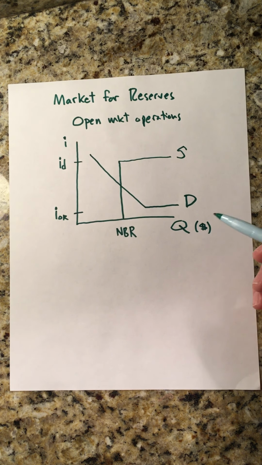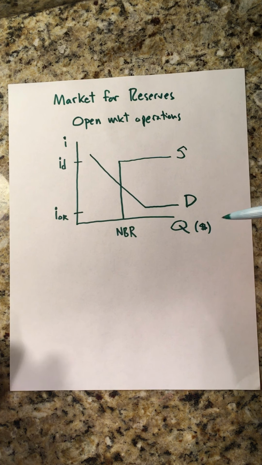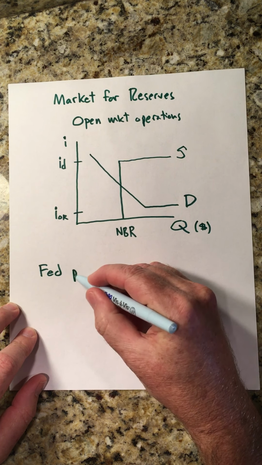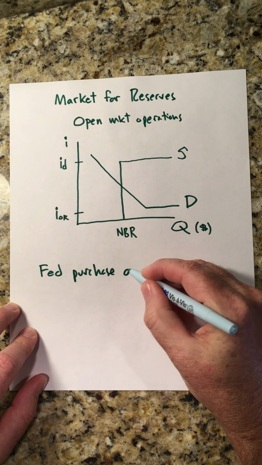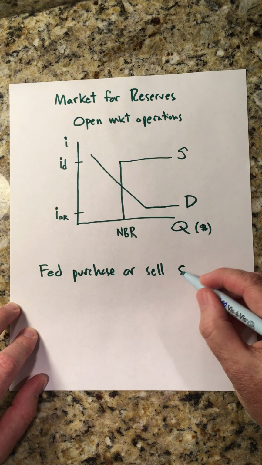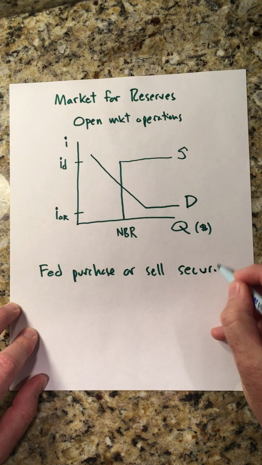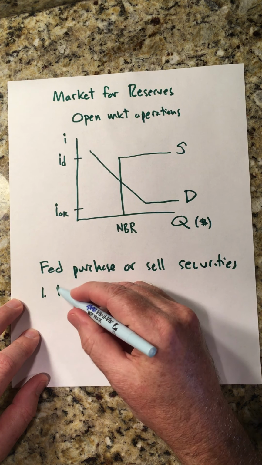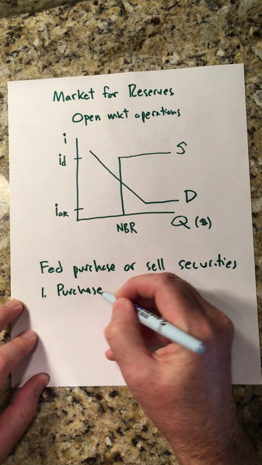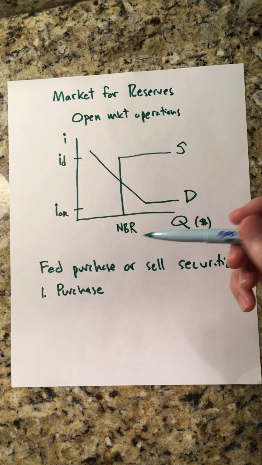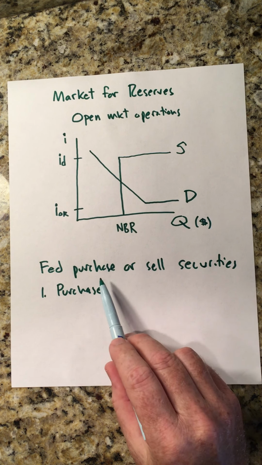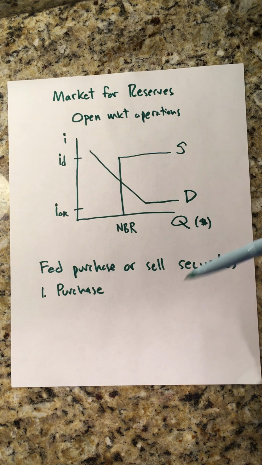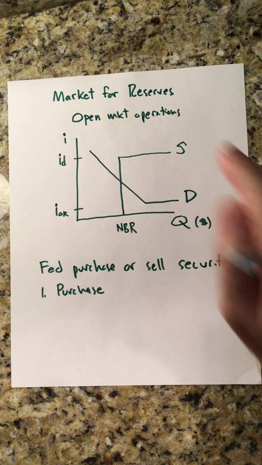So what I want to look at today is open market operations. For open market operations, what the Fed can do is either purchase or sell securities. We'll do both of these. Let's start with a purchase. A purchase is just as it sounds. The Federal Reserve Bank goes into the open financial markets and purchases Treasury securities. And what I want to do is see what would happen if they use this tool in my marketplace.